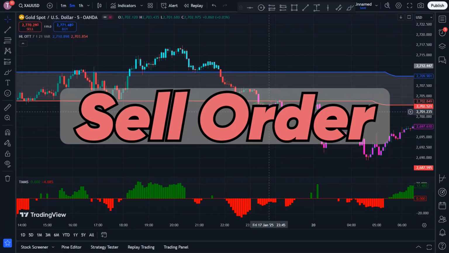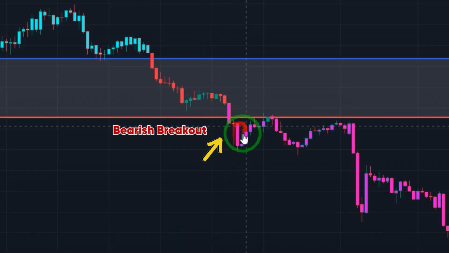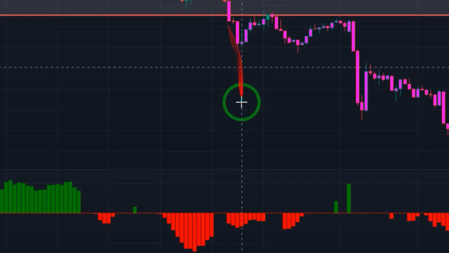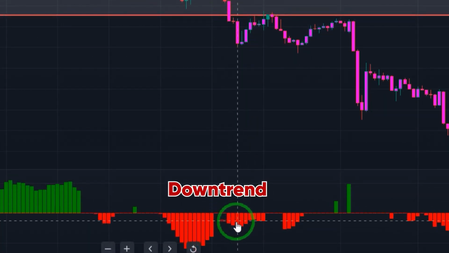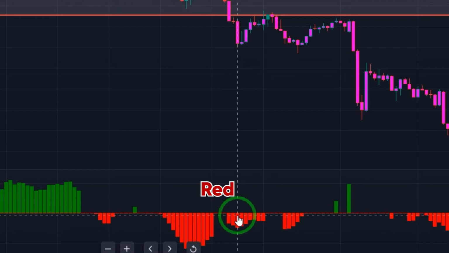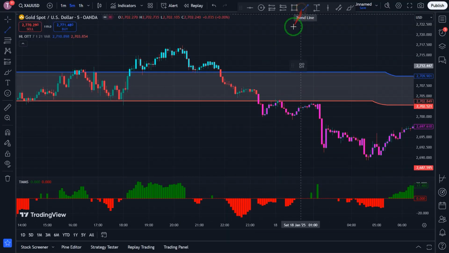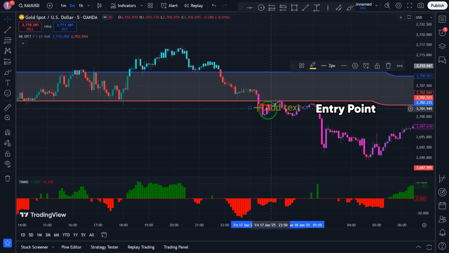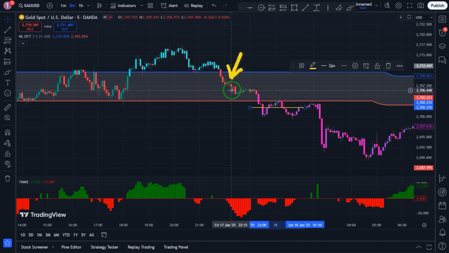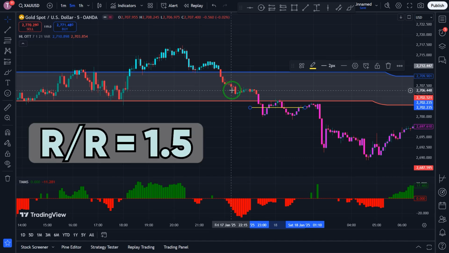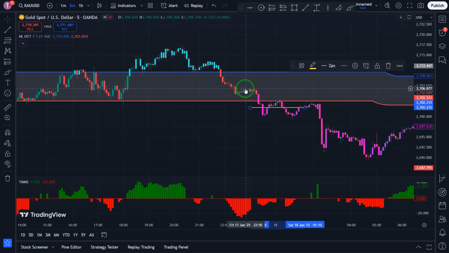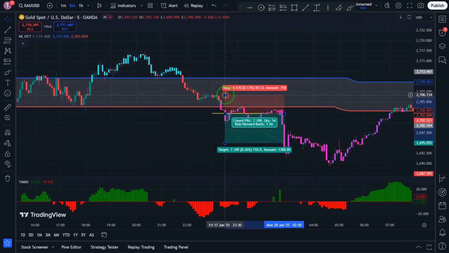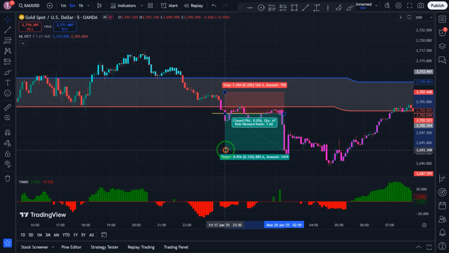For a sell order, we first need to look for a sell signal. After that, we must ensure that we are in a downtrend and that the histogram is red at this point. When these two conditions are met, we realize that we have found a suitable entry point. Now we should set our stop loss a little above the last swing high and also consider a risk-to-reward ratio of 1 to 1.5 for the take profit. Now we need to wait for the trade to close with a profit.